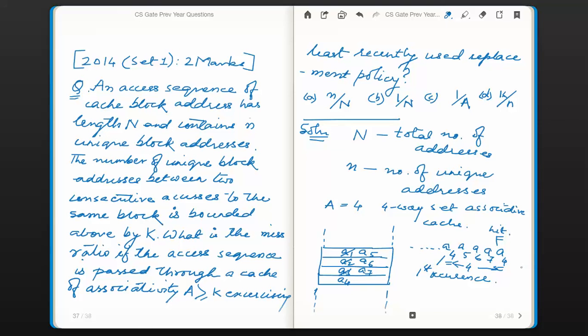That means the only cache misses would be the first occurrences of the addresses, and there are n unique addresses, so there would be in total n misses, and the total number of accesses is capital N. So the miss ratio would be small n, these many misses out of the total number of accesses, that is capital N. So this would be the miss ratio, and so this would be the answer.